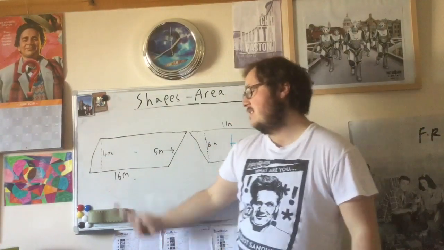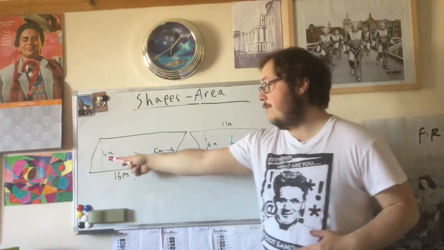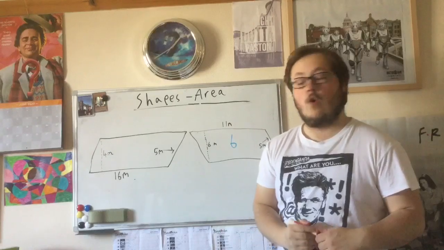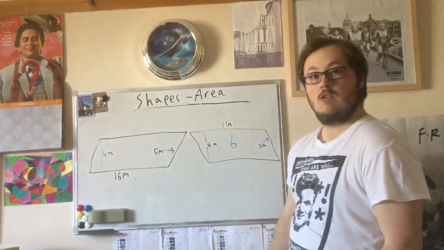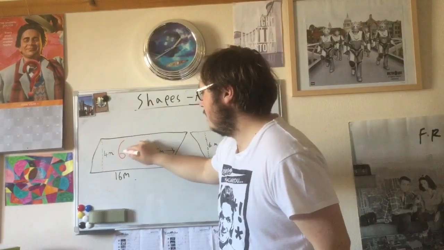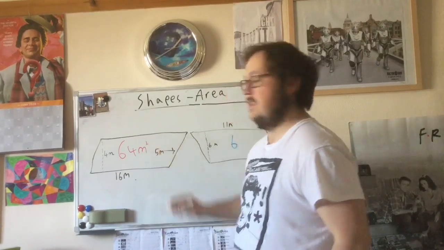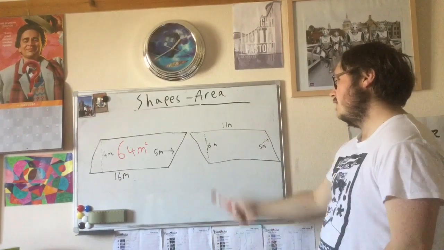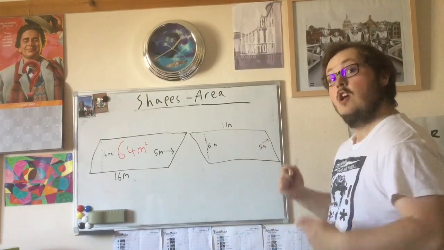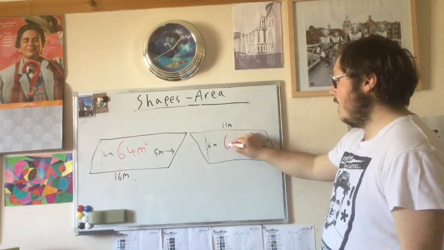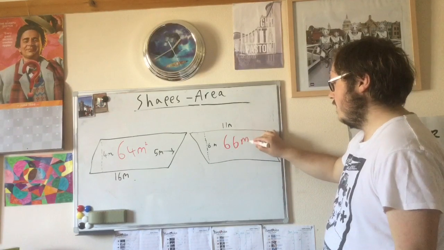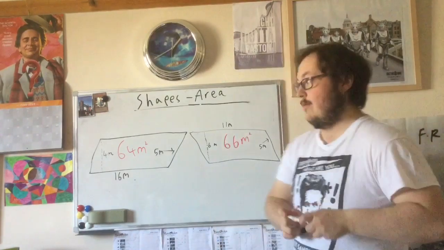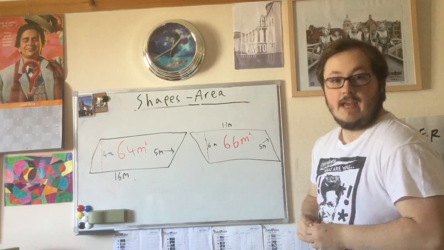Now we have a base of 16 and a height of 4. Remember 5 is the diagonal. The actual height of the shape is 4 meters. So you do 16 multiplied by 4 and we get an area of 64 meters squared. Now to find the area of B. We have a height of 6 and a base of 11. So multiply them and we get an area of 66 meters squared. So the actual shape that has the biggest area is B.